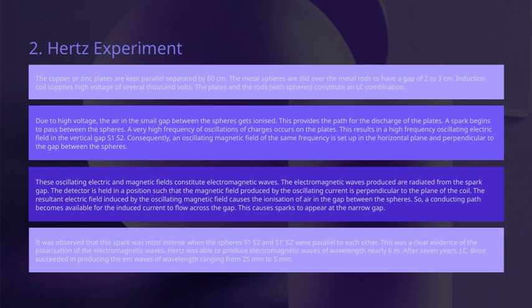In the setup, the copper or zinc plates are kept parallel and separated by about 60 centimeters. The metal spheres are mounted on metal rods, with a gap of roughly 2 to 3 centimeters, and an induction coil supplies a high voltage of several thousand volts. Together, these plates and the rods with the spheres form what we call an LC circuit, which is fundamental in generating and studying these electromagnetic waves.